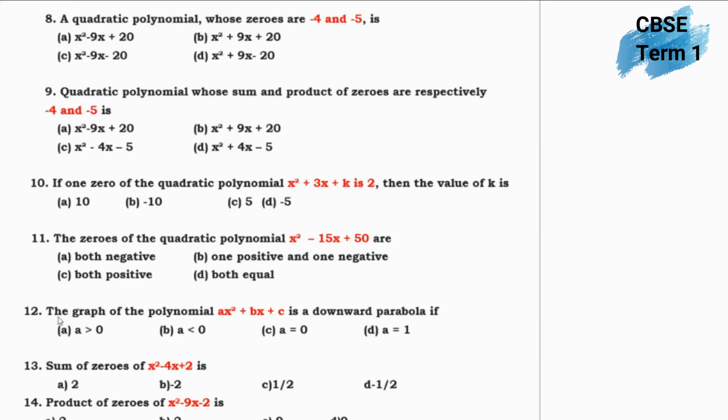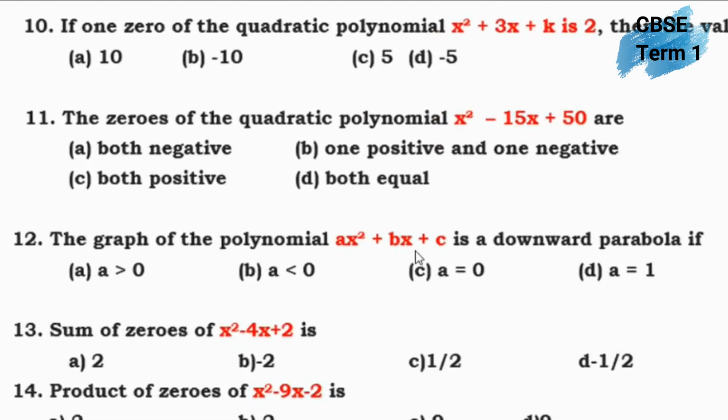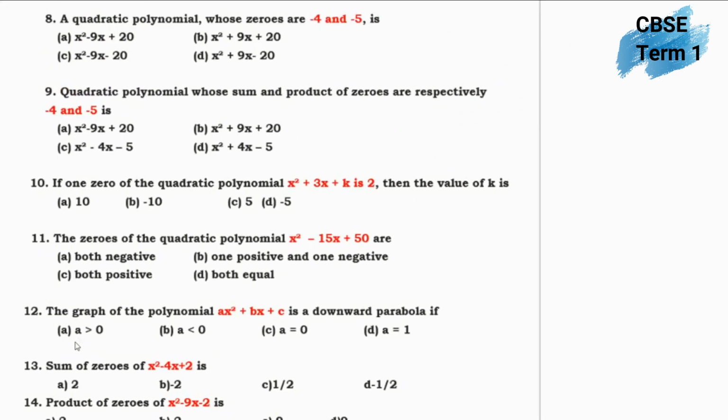Moving on to the 12th question. The graph of the polynomial ax square plus bx plus c is a downward parabola if: a) a greater than 0, b) a less than 0, c) a is equal to 0, d) a is equal to 1. For a downward parabola in the graph, a should be negative. So the correct option for the 12th question is B, a less than 0. If the question is upward parabola, then a is greater than 0.